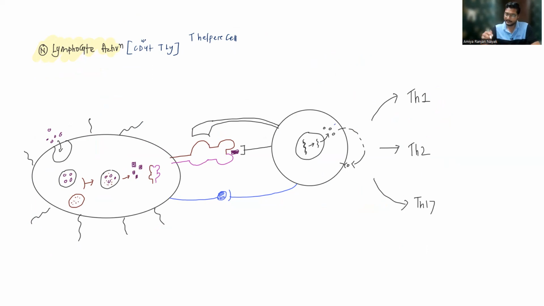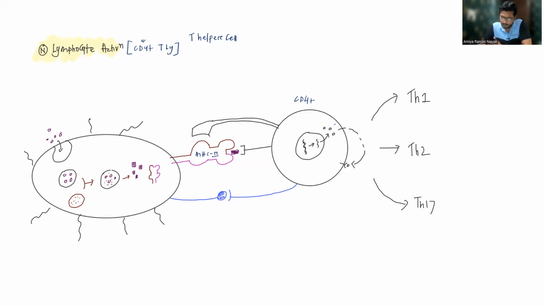In contrast to that, the CD4 plus T helper cells can identify those antigens which are presented by MHC class 2 molecules, and these MHC class 2 molecules will present only those antigens which are coming from extracellular location. Okay, so MHC class 2 molecule cannot present the intracellular antigens. They will only present the antigens coming from extracellular space. Okay, so this is the basic difference between the cytotoxic T lymphocyte activation and helper T cell activation.